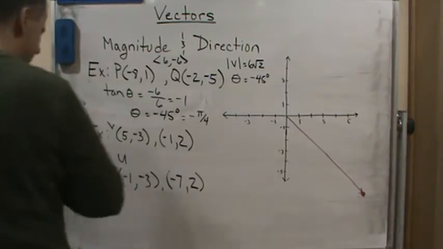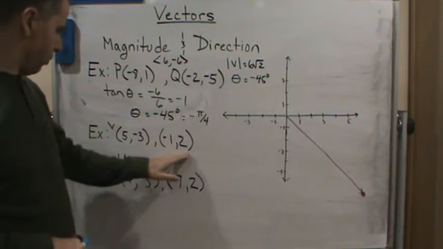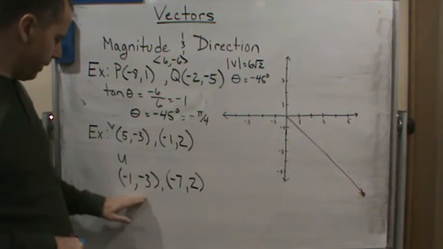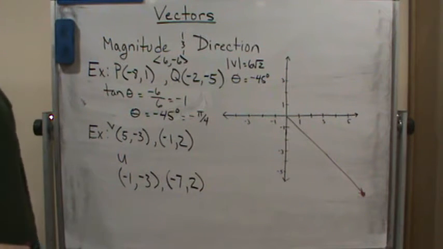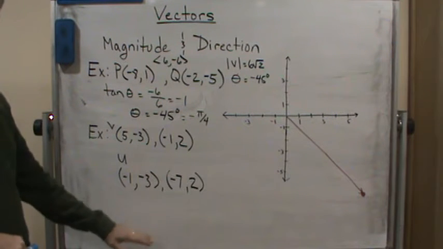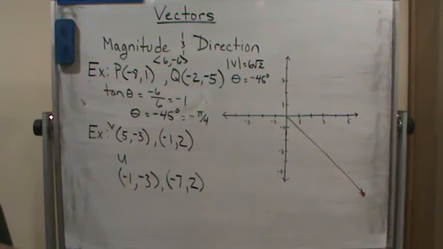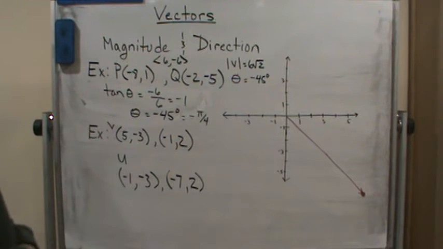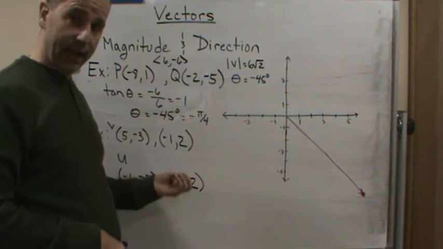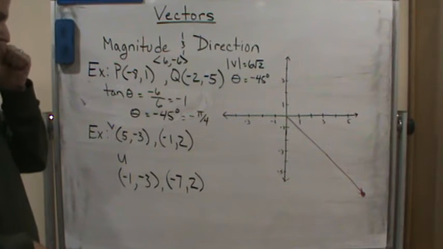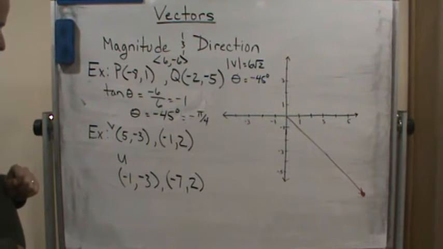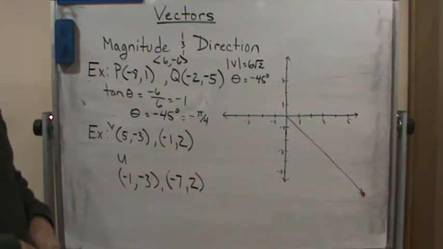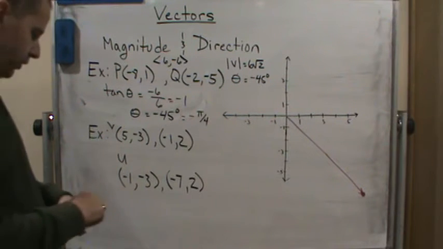Okay, so now what about these two? What if we have these two vectors, v, which is represented by this initial point and this terminating point, and then vector u, which is represented by this initial point and this terminating point. We want to know, are these the same vector? And then let's find the magnitude and direction. Well, first of all, one way to show that they are the same is to just show that they both have the same position vector. So let's do that.